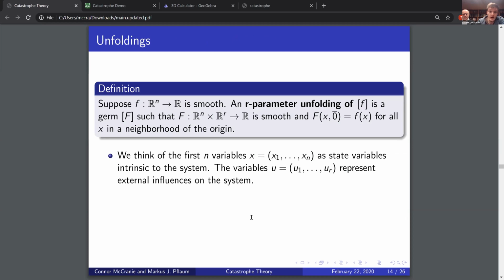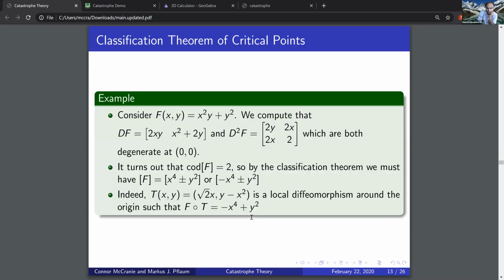Okay, so now a question, Connor. Yeah, and is it easy to find that diffeomorphism in every case? No. In fact, at least I had some difficulty doing this by hand. It took me probably a couple hours.